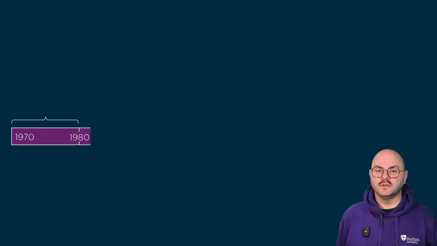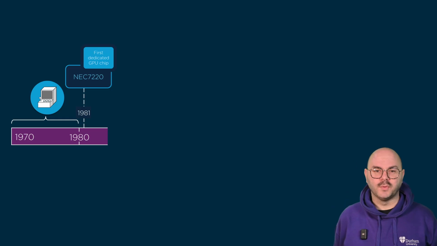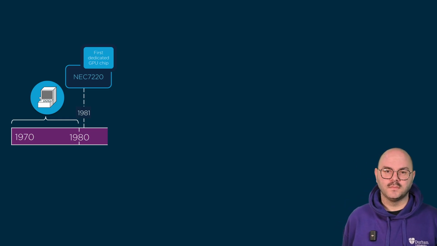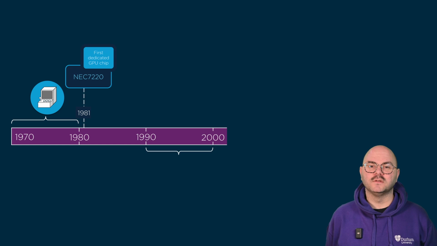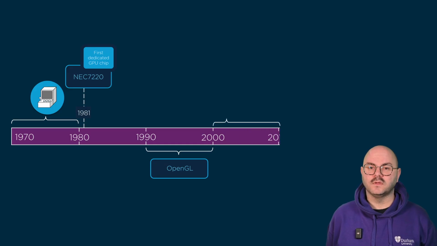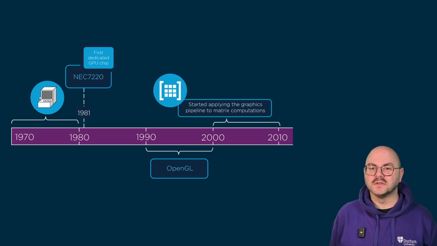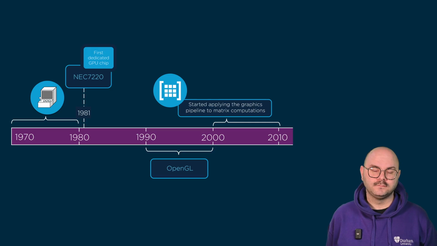The history of GPU computing stretches back to the 1970s with specialized graphics circuits in arcade games, followed by the introduction of the first dedicated GPU chip, the NEC 7220, in 1981. The 1990s saw the dissemination of OpenGL, enabling more accessible GPU programming. In the 2000s, researchers and developers began creatively using the graphics pipeline for matrix computations, a trend that paved the way for more general-purpose applications.